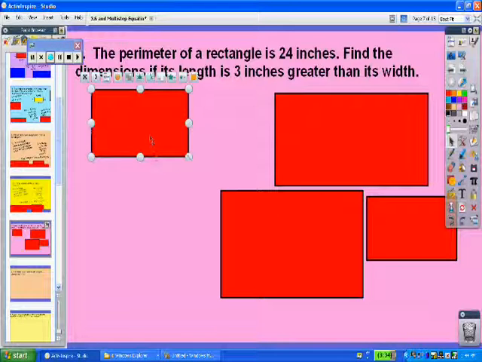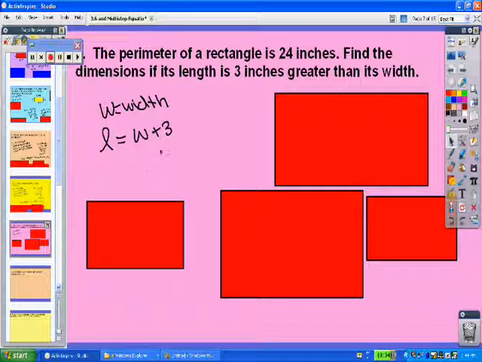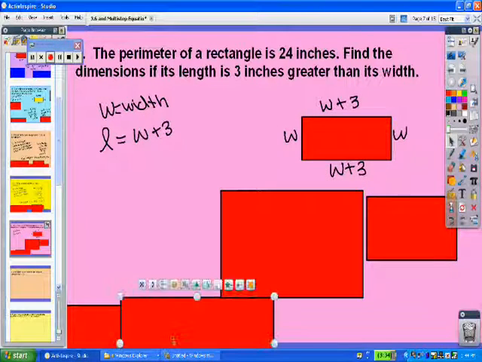Alright, the answer. Did you set it up like this? Did you say W is the width? So the length is 3 inches greater than, so it would flip that order, W plus 3. Your rectangle should look like this.